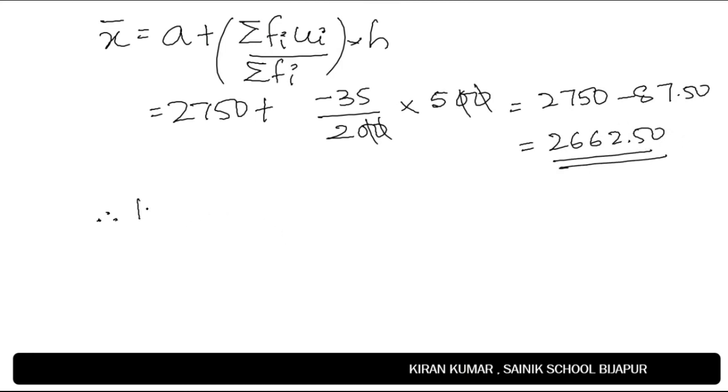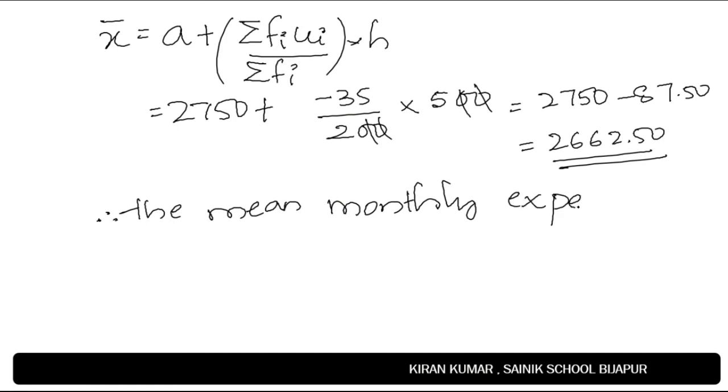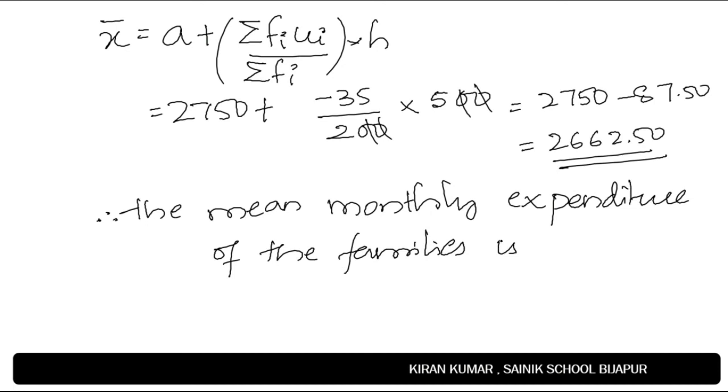Therefore, the mean monthly expenditure of the families is rupees 2662.50.